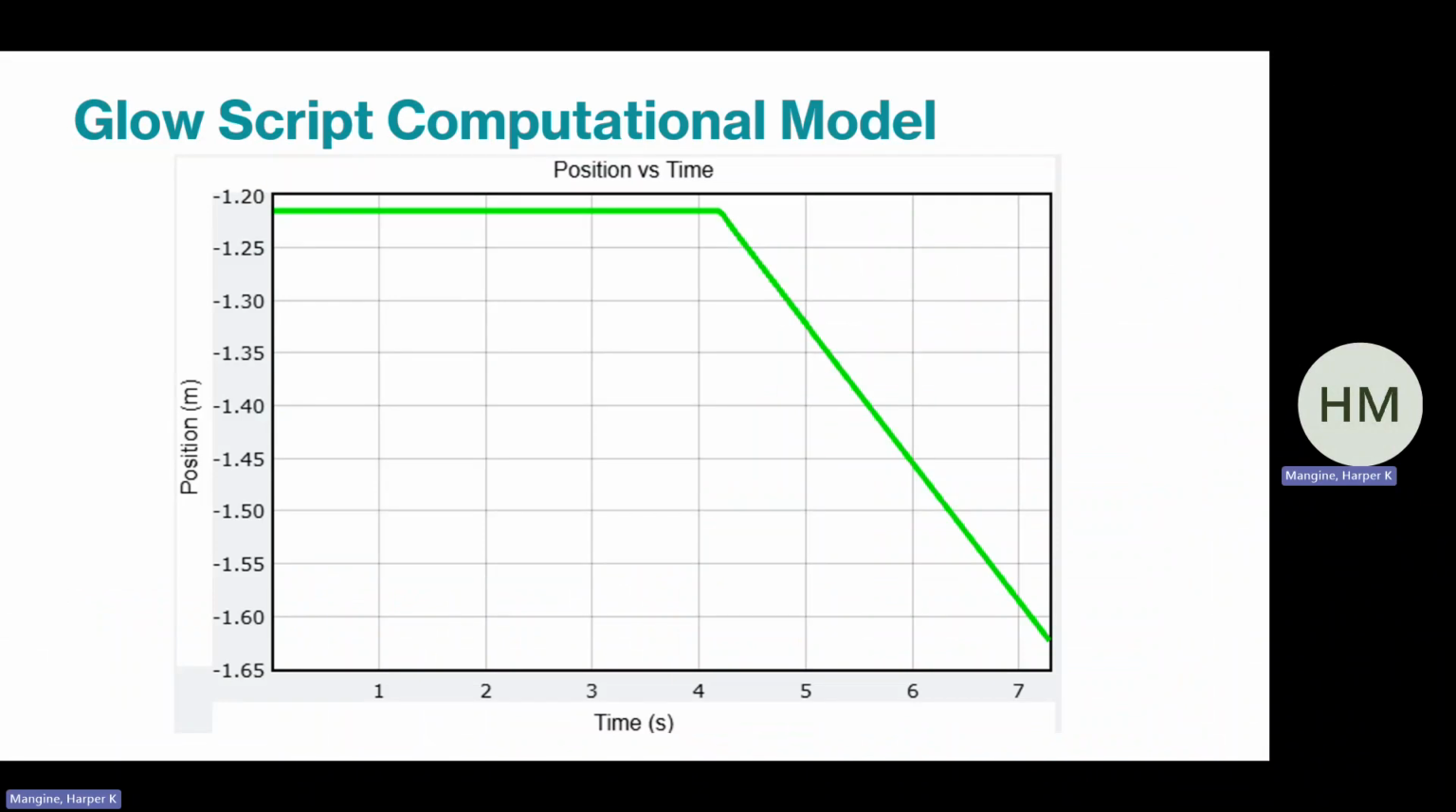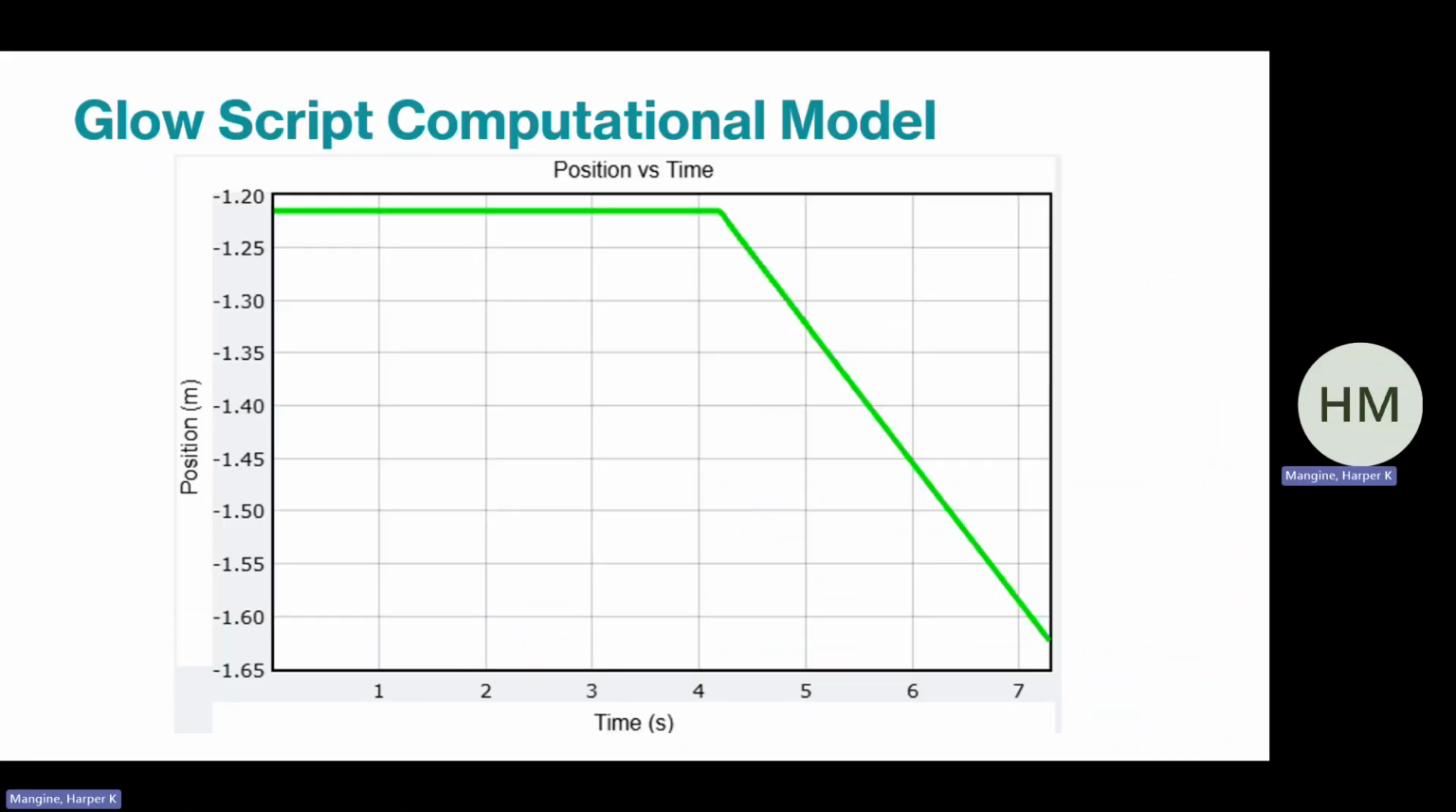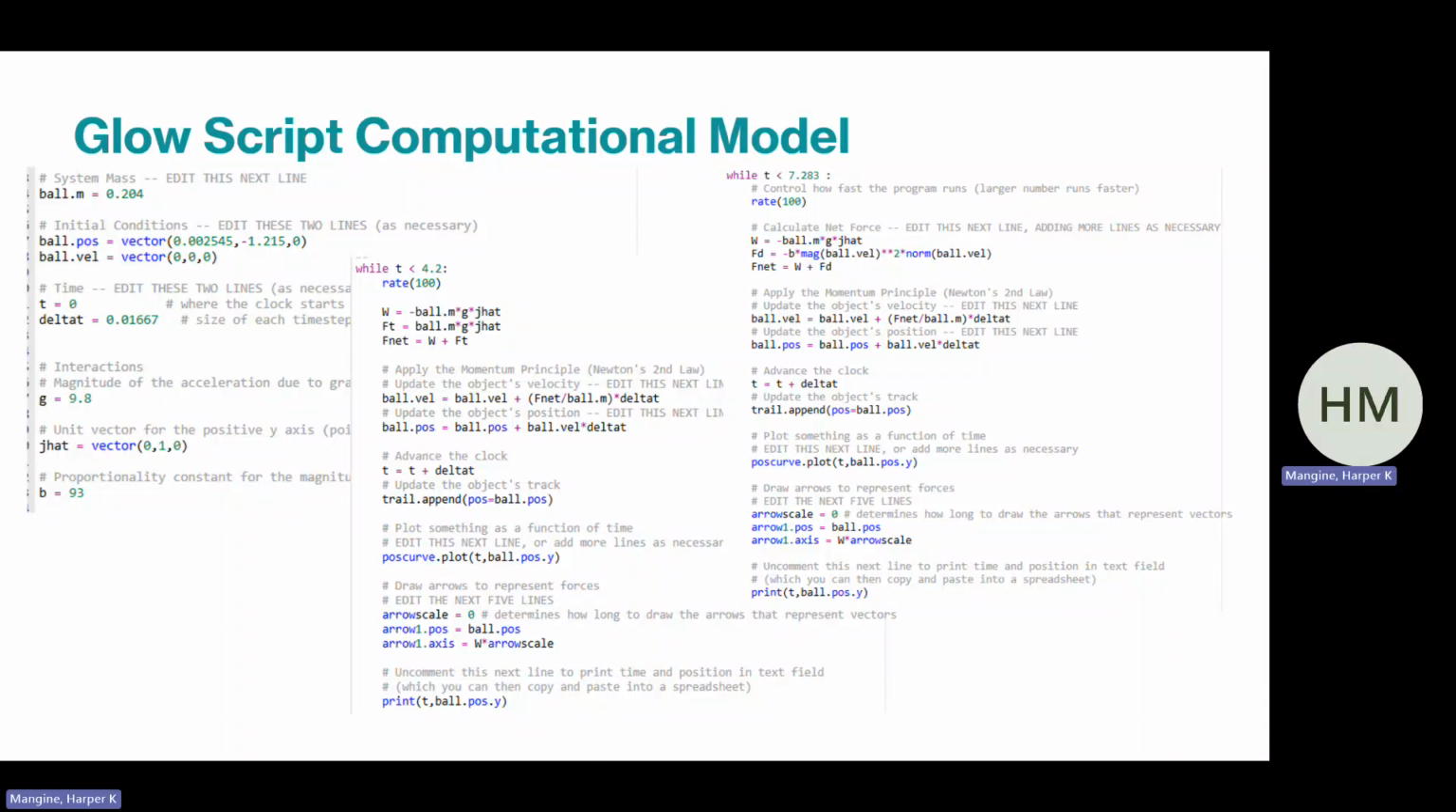The computational model very much resembles the observed model in the graph. However, this one's a little bit smoother, just because it's consistently moving down by the same interval over and over again, which was a calculated number. And so here's the code for it. It's kind of blurry. It's okay.